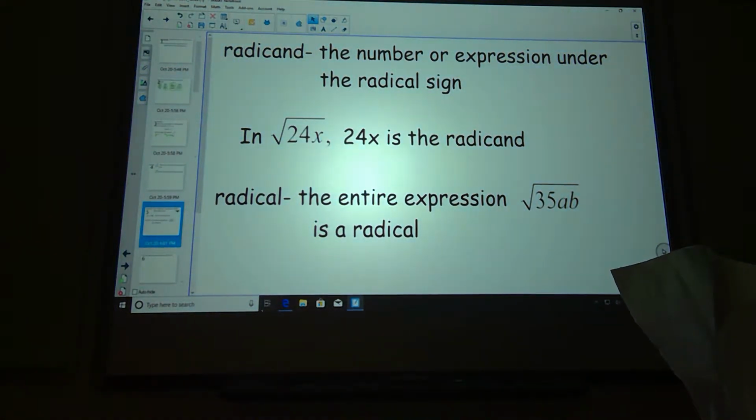Okay, the radicand is the number or the expression under the radical sign. So if you had square root of 9, 9 would be called the radicand. Is that really a priority as far as math? No, we're just getting into vocabulary. In the square root of 24x, 24x is the radicand. The radical is the entire expression. So square root of 35ab could be called radical 35ab. That's just terminology for you.